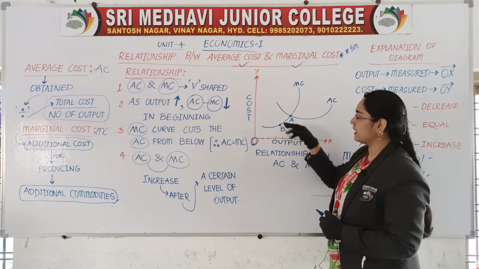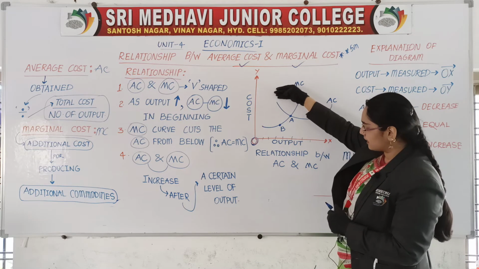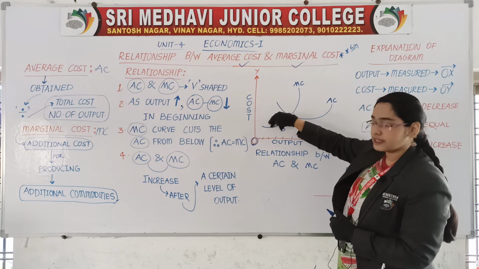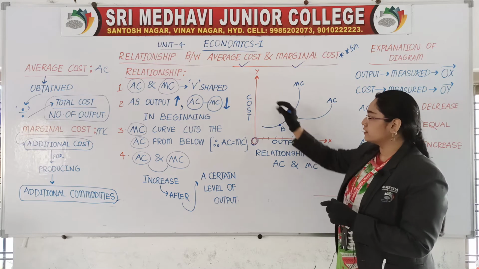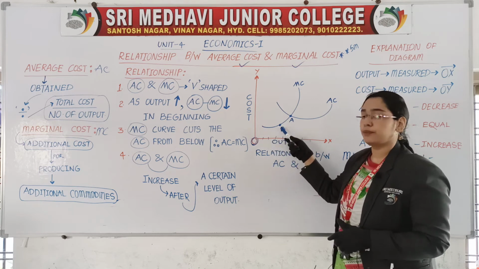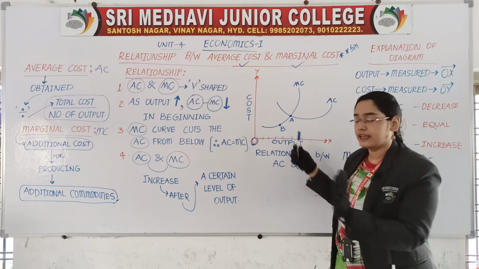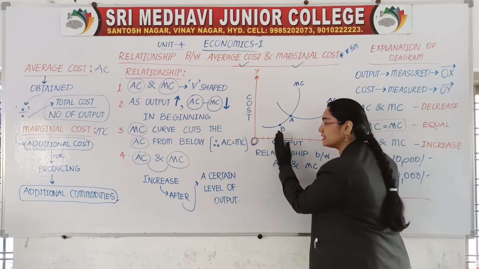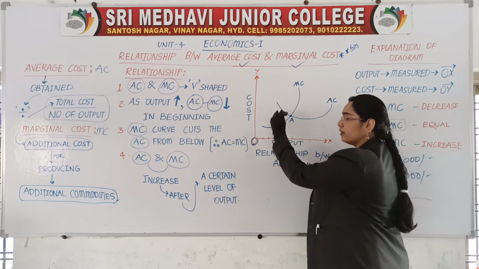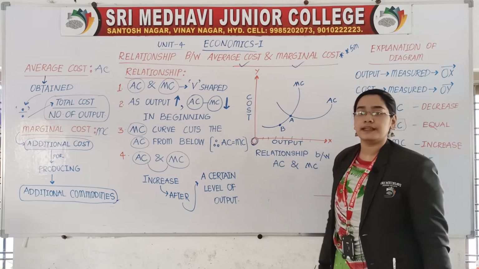This is our AC and MC. You can see that it is falling down. This is also falling down at a certain point. It is falling down till point A and it is falling down till point B. Alright. As I increase the output, the AC and MC will decrease in the beginning.